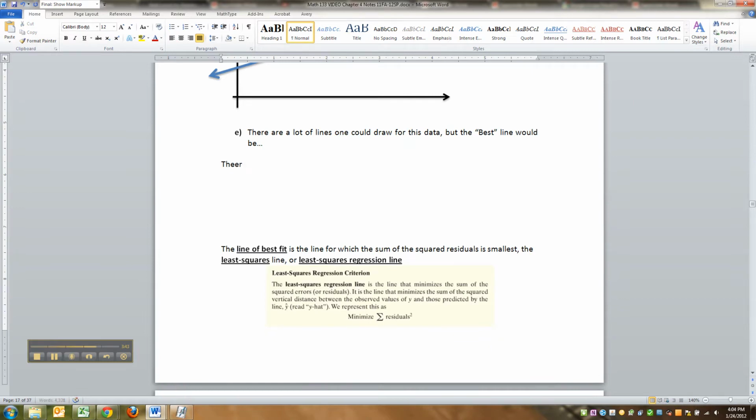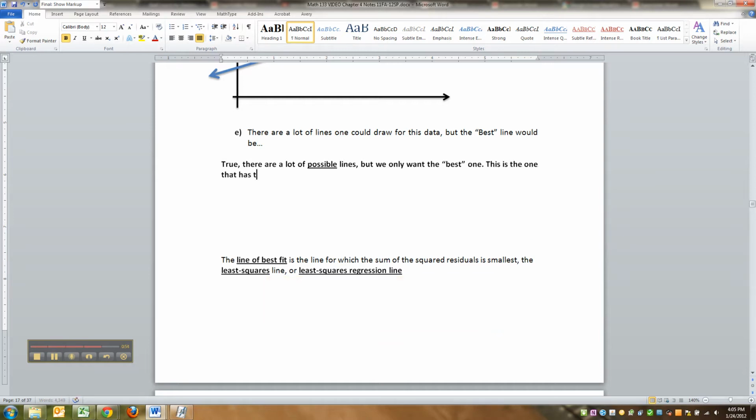So true, there are a lot of possible lines. But we only want the best one. This is the one that has the smallest amount of error overall. And remember, error is equal to residuals.